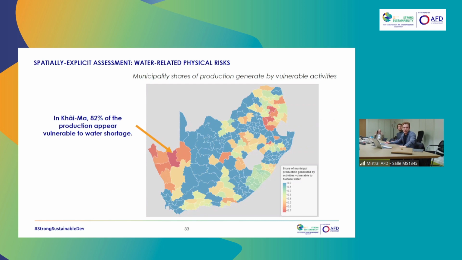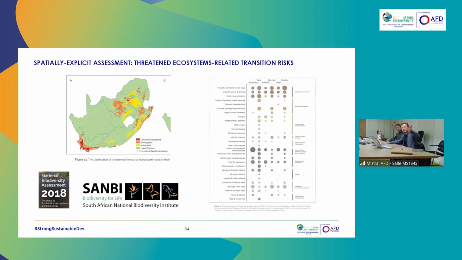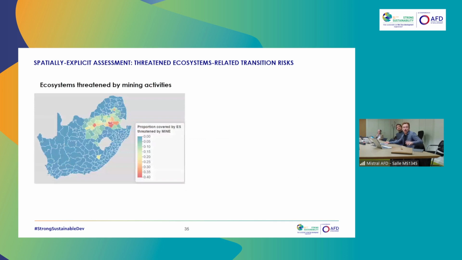Last but not least, a way to assess in a spatially explicit manner the risk of transition shocks. And this relates to transition shocks related to the production of threatened ecosystems. So we have this map of where threatened vegetation types are in South Africa. And we know approximately what kind of pressures, like whether it is agriculture pressure or mining pressure or invasive species, are at the source of the threatening of each species threatened in South Africa. So the idea is quite the same as before, to compare where the municipalities are where ecosystems are highly threatened. And here, for example, is for mining activities. Those are the municipalities where a lot of threatened ecosystems still exist and are threatened by mining.